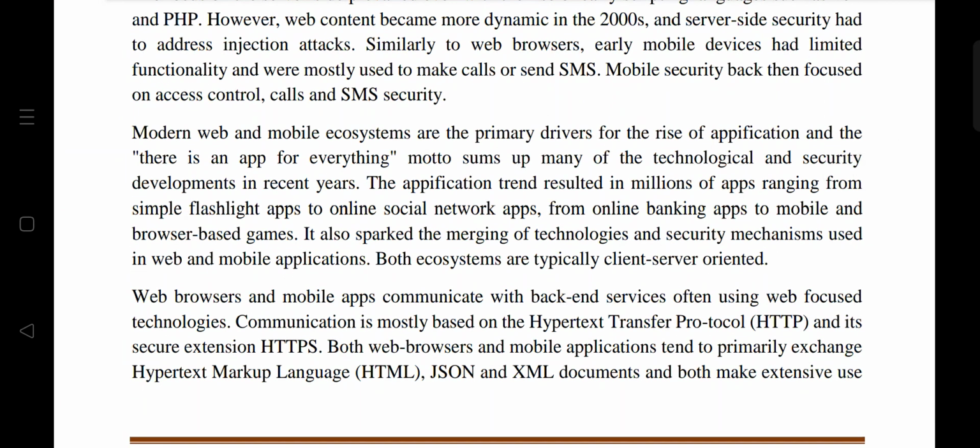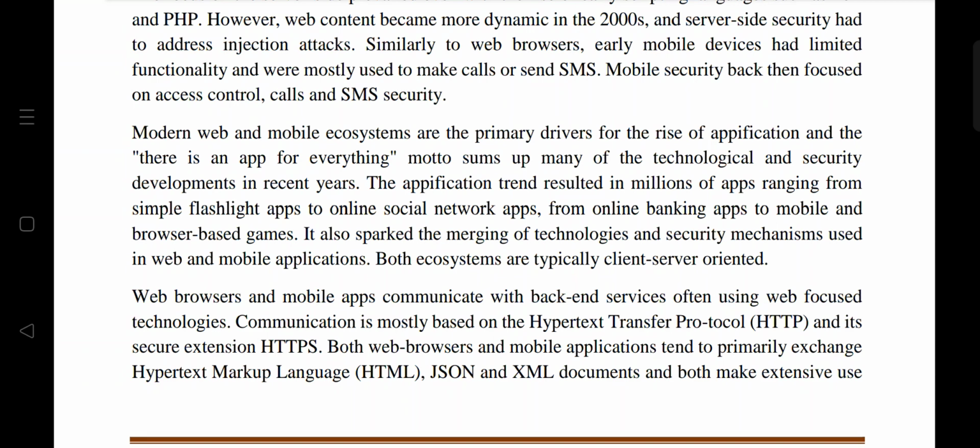Modern web and mobile ecosystems are primary devices. However, with the rise of apps in recent years, the app trend has resulted in millions of apps, ranging from simple flashlight apps to online social networks, from online banking apps to mobile and browser-based games. It has also sparked the merging of the technologies and security mechanisms used in web and mobile applications.